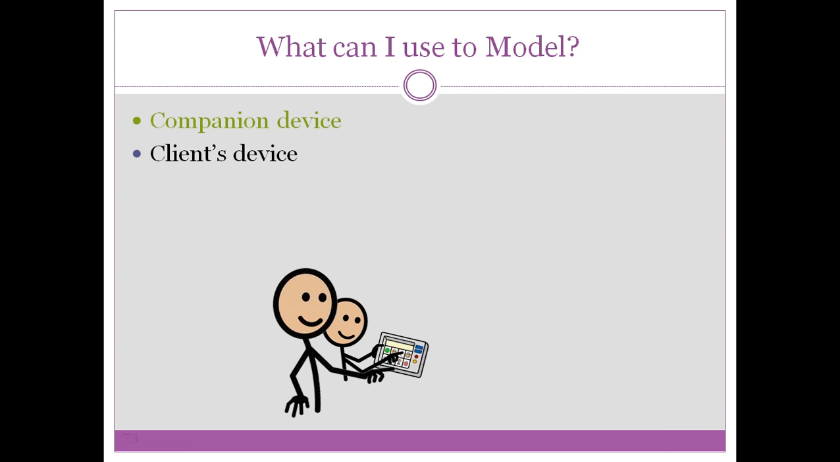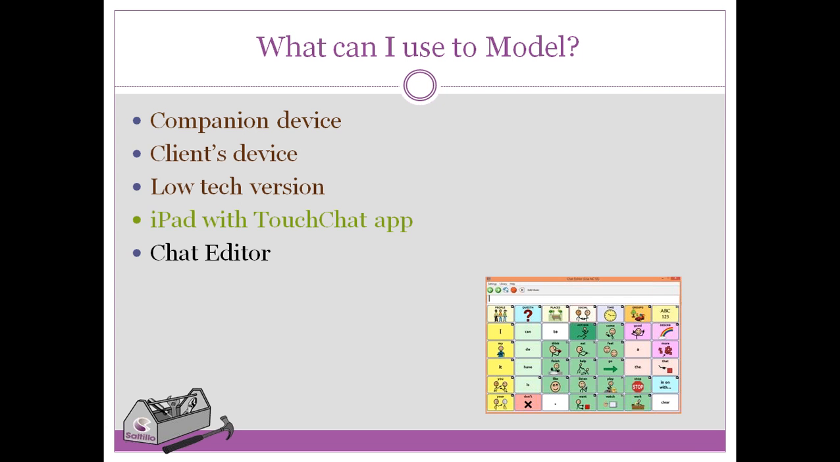What can you use to model? A companion device, you know, hopefully you can get one, you can borrow one. You can just grab their device and use it. You can have a low-tech version of it. On our website, there's a thing on making this little flip one. I can show you that later, but if you want to go to that extent, if there's a lot of people, you might want to think about doing a low-tech thing for that.